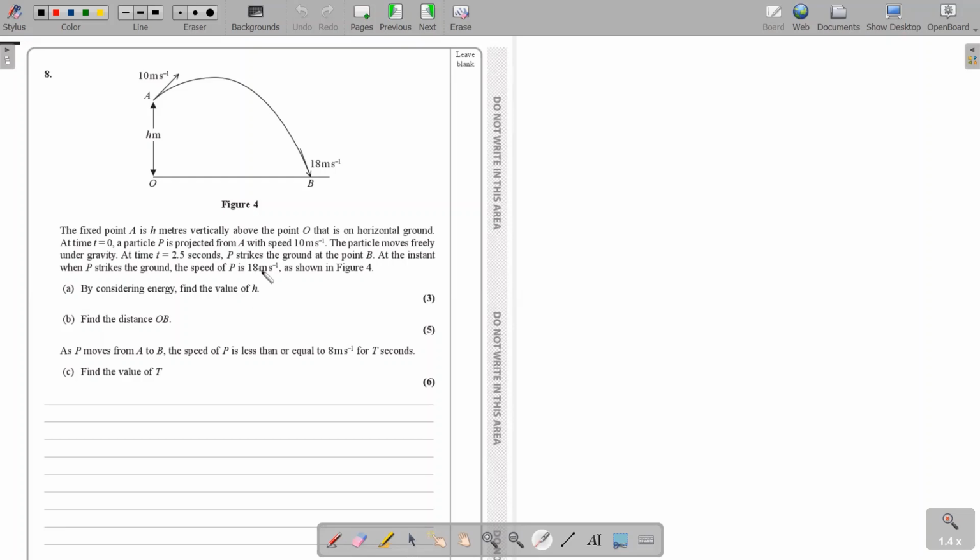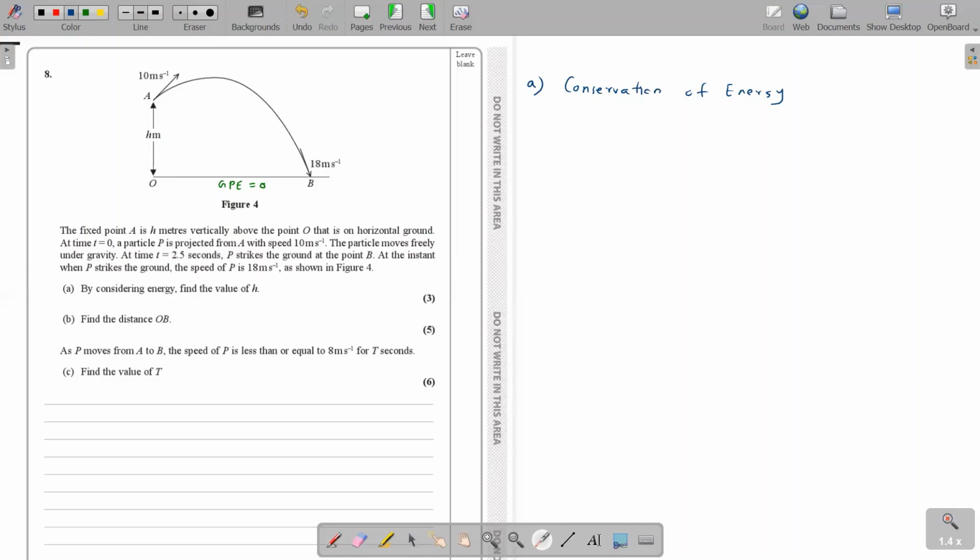So they're asking you to consider energy, meaning in a projectile, energy is conserved. We have conservation of energy here. So basically we use conservation of energy at the point A and at the point B. Energy at A is equal to the energy at B. I will consider the potential energy zero level as the ground. So what energy do we have at the beginning, at point A? We have the speed 10 and we are h meters above the ground, which means we have kinetic energy and potential energy.